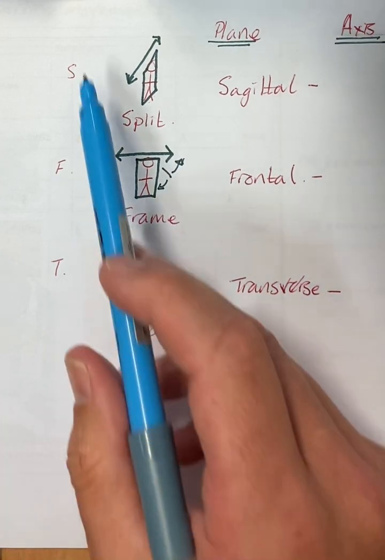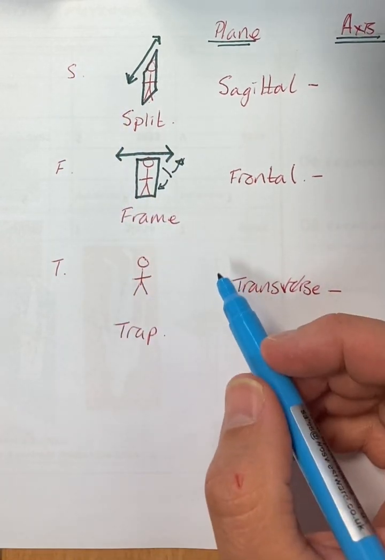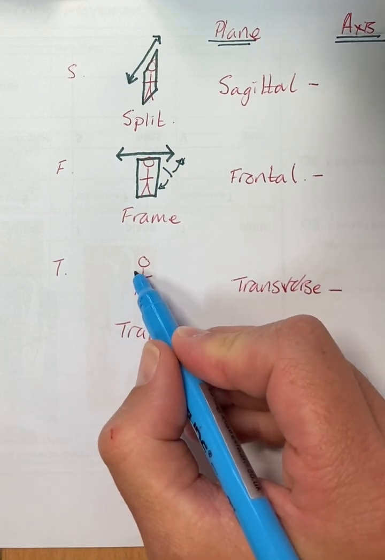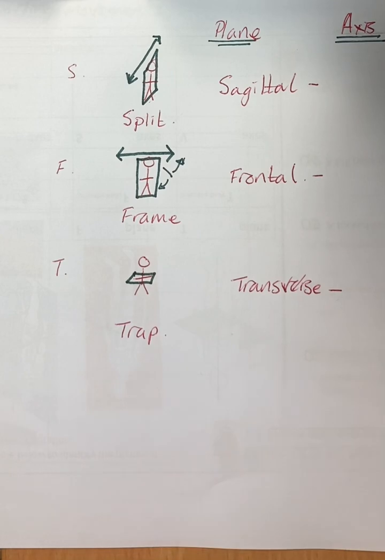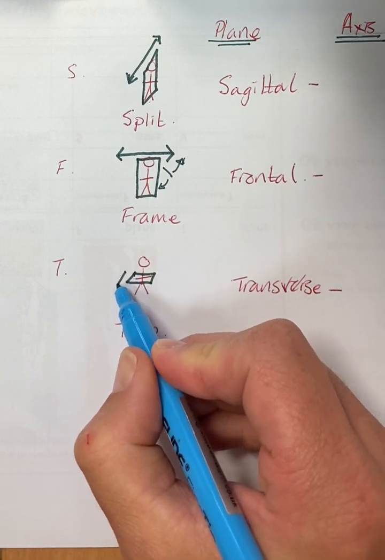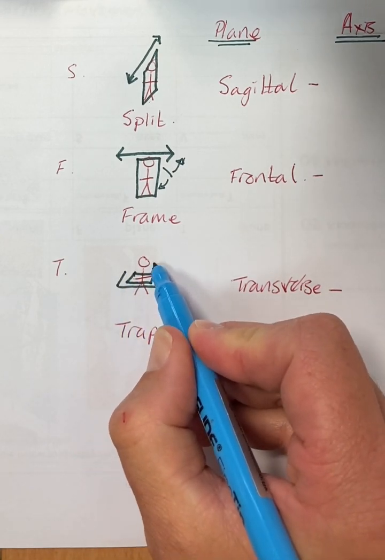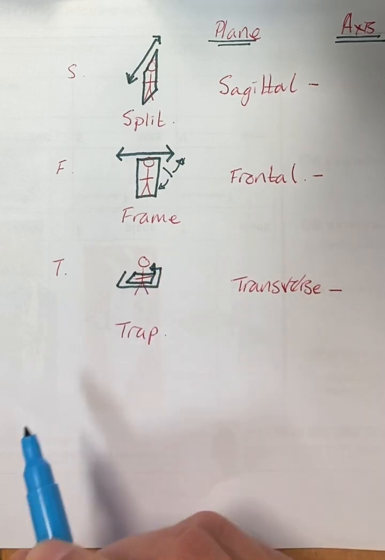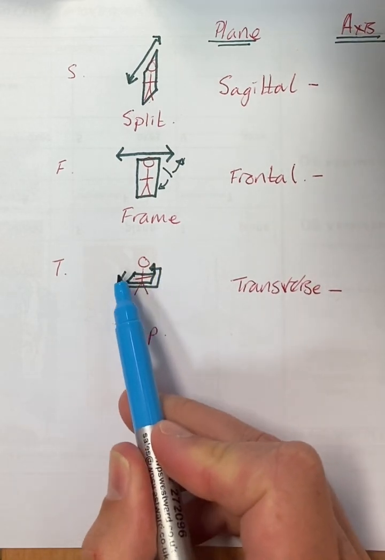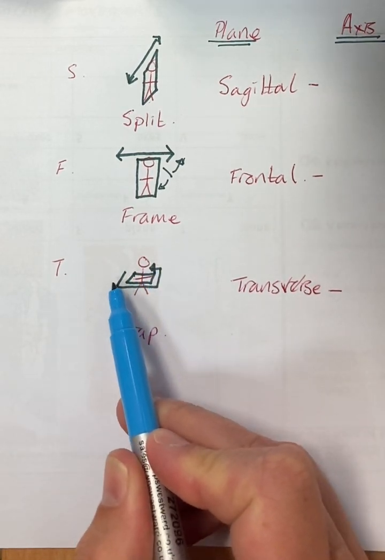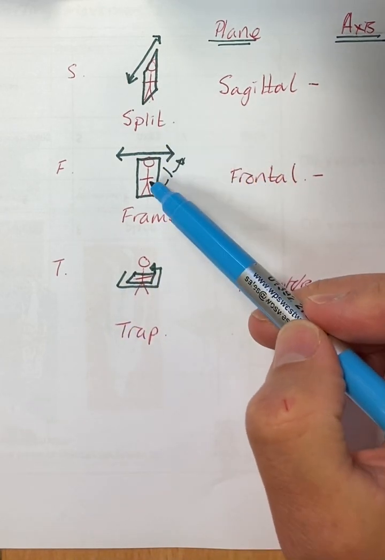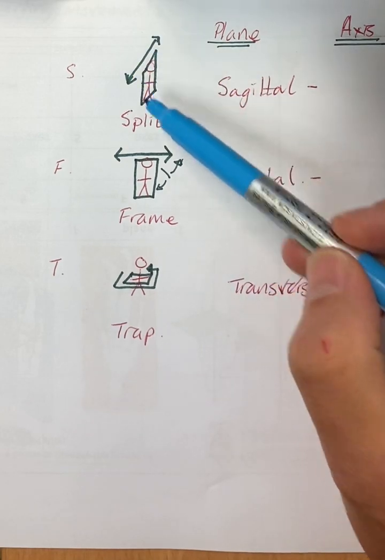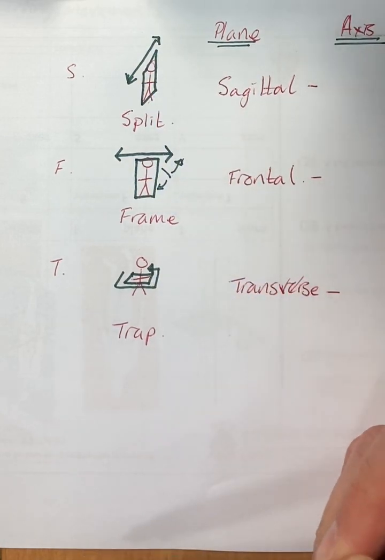And the last one, T, you're going to put him in a trap. So you draw a square around the middle of him and put him in a trap. Then you draw an arrow which goes around like this, which shows the movement you can do in there, which is a rotating movement. So you can only spin around within that trap. So stupid flipping test: split him, frame him, trap him, and do your arrows which correspond to that movement.